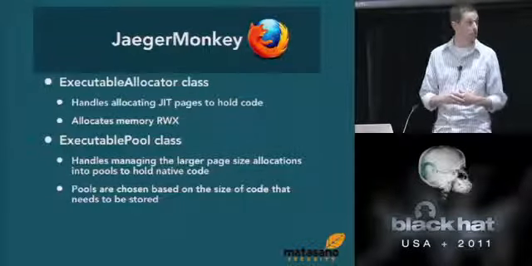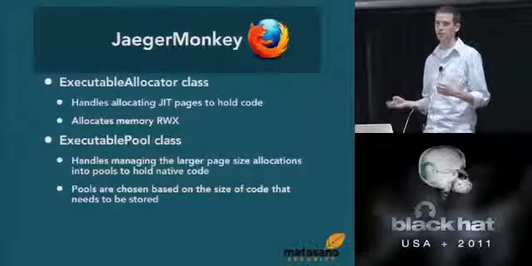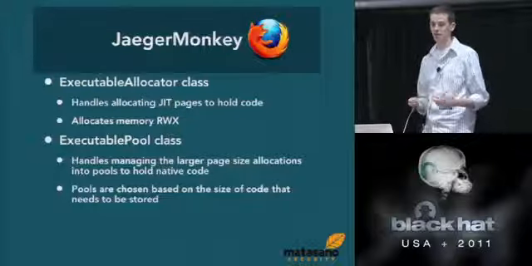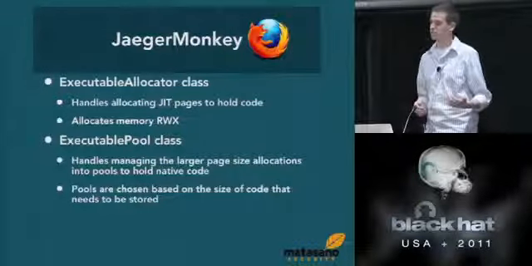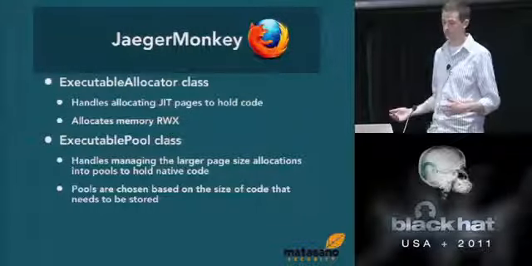And then there's the executable pool class. What that class does is it takes these larger JIT page allocations and it breaks them up into smaller pools. And anytime other components of the JagerMonkey engine want to write code to memory, they ask this class, hey, what's the best size pool you've got for this chunk of code that I've got to write to memory?